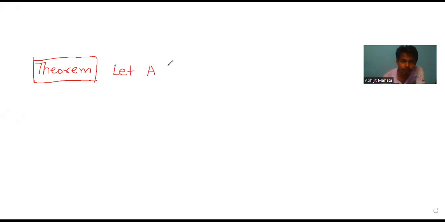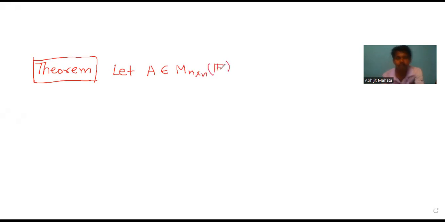Hello everyone. So today we see a very beautiful theorem, or you can say a result from linear algebra. So let me state first what this is. So the theorem is basically, let we have a square matrix, of course, of n by n over the field F.